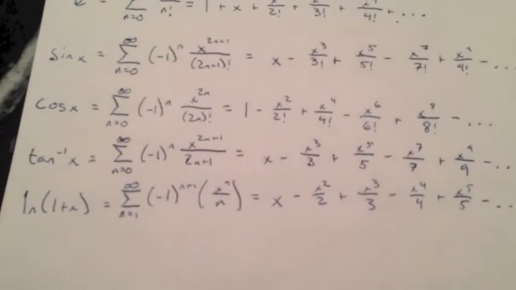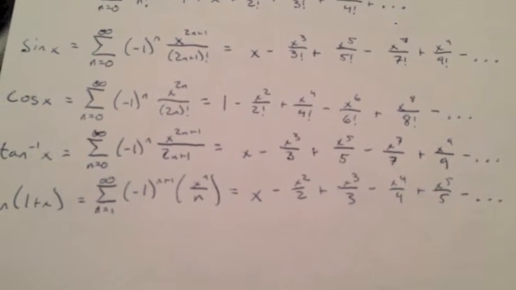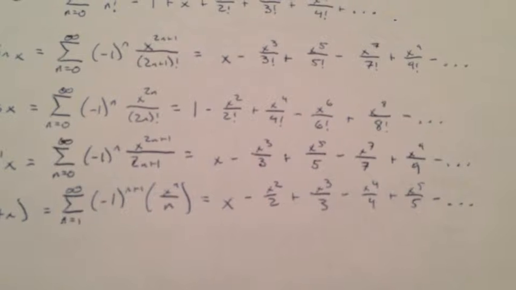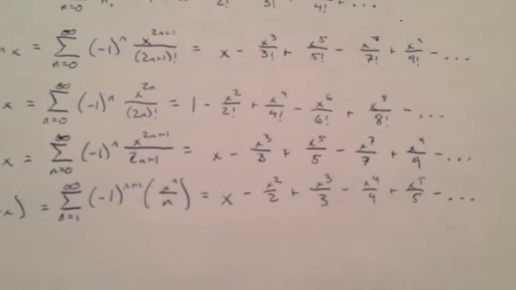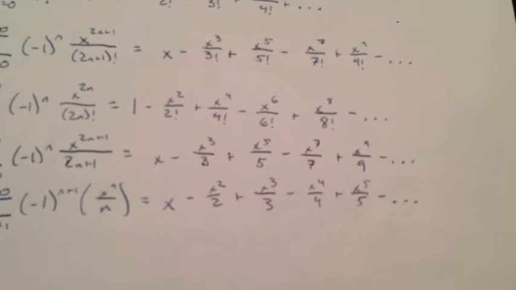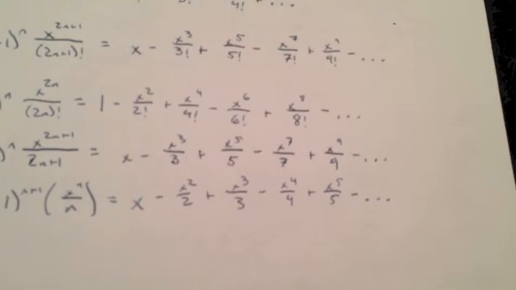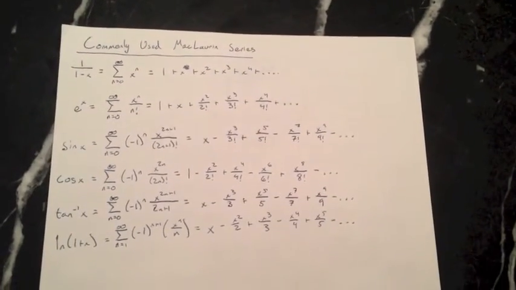And last but not least, ln, the natural log of 1 plus x equals the summation from 1 to infinity of negative 1 to the n plus 1 times x to the n all over n. And that equals x minus x squared over 2 plus x cubed over 3 minus x fourth over 4 plus x fifth over 5.